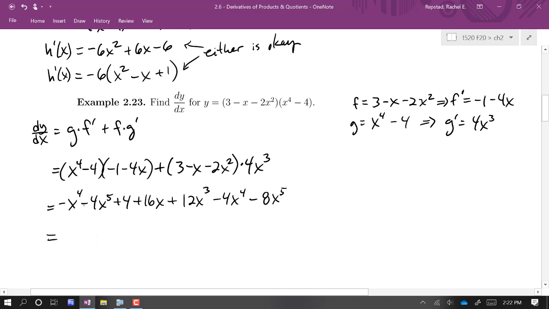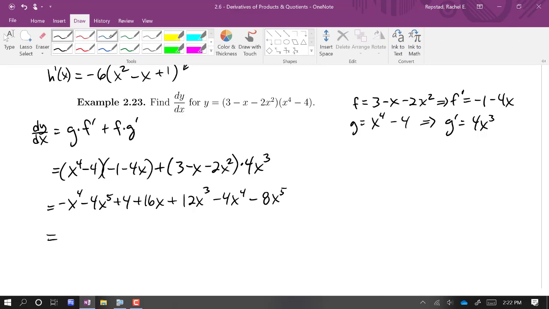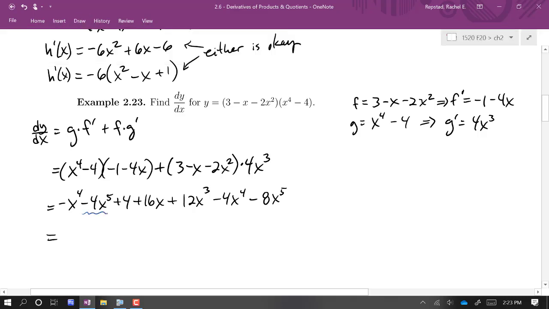Alright, now we have some like terms to combine. So let's see, our highest power, we've got our x to the fifths here. That's a minus 12x to the fifth. And then we have x to the fourth. That's minus 5x to the fourth. And then we have a plus 12x cubed plus 16x plus 4. And there's our dy/dx.